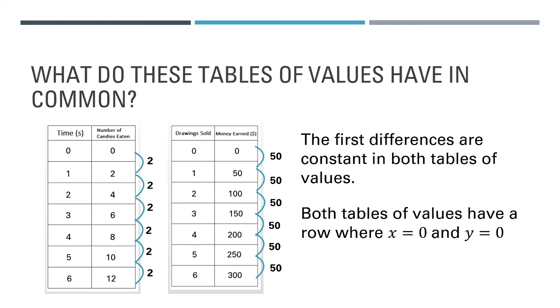Another one is that both tables of values have a row where X is equal to 0 and Y is equal to 0. And you can see them circled here. Now, this row doesn't have to be at the very beginning of the table of values. As long as this row exists anywhere in the table of values, and of course the first differences are constant in the table of values, that would mean that the table of values reflects a direct variation.